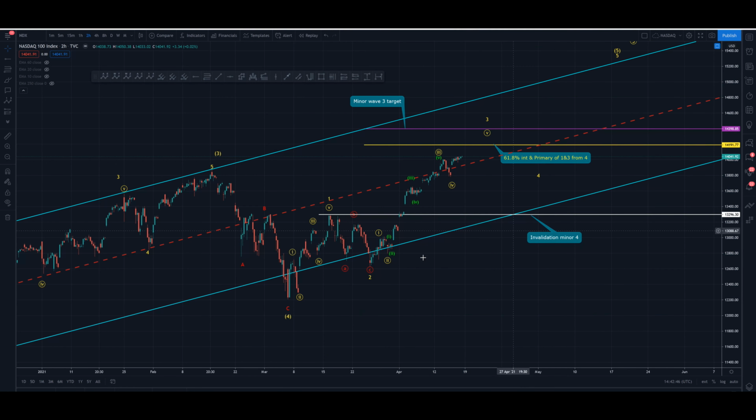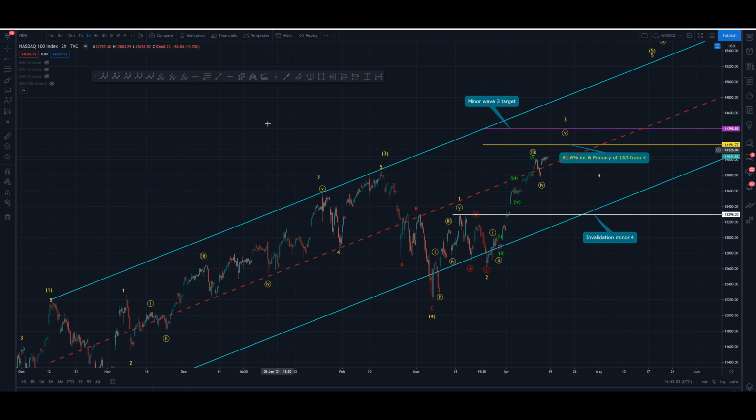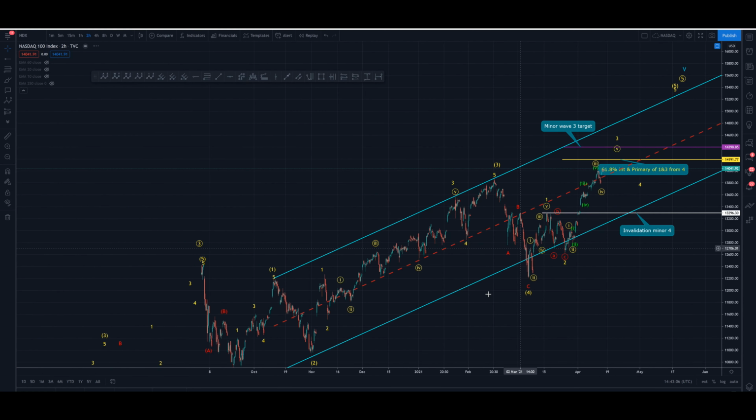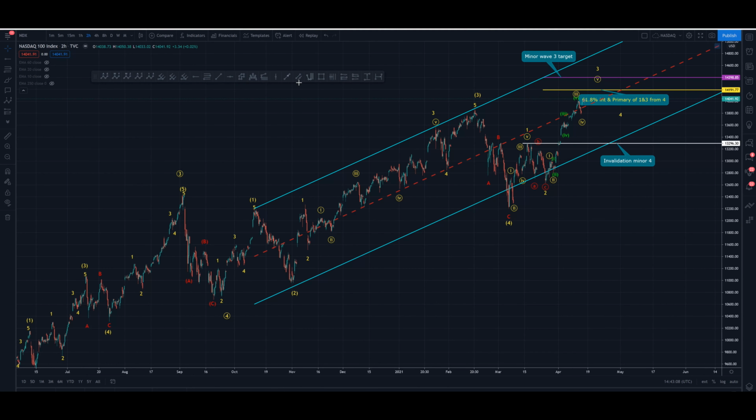Right then, there is one other interesting target we have here, which is this yellow line at 14191.77. This is the 61.8% projection of waves 1 and 3 from the 4 at both intermediate and primary degree. So if I show you what I mean quickly, it's quite an interesting little fib confluence here if I'm honest. So it could potentially be a top, although the wave structure doesn't support it at the moment.